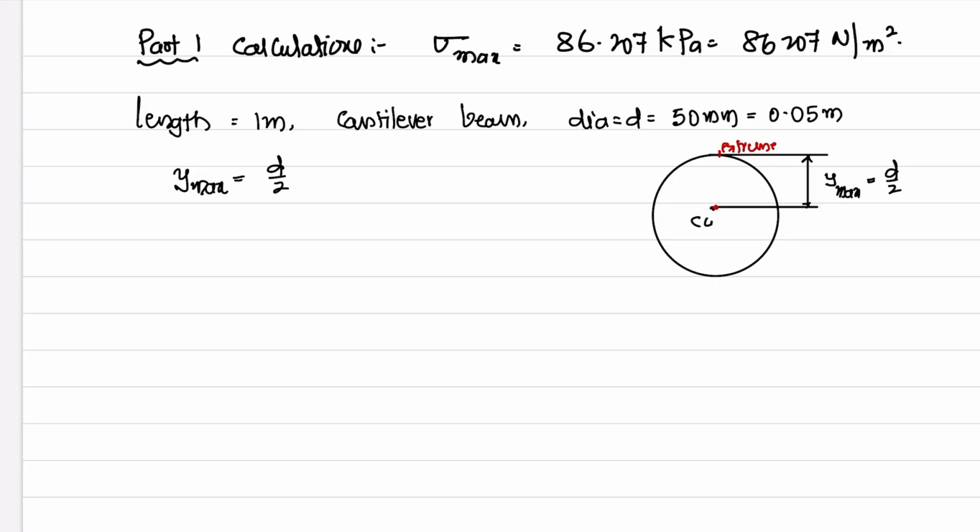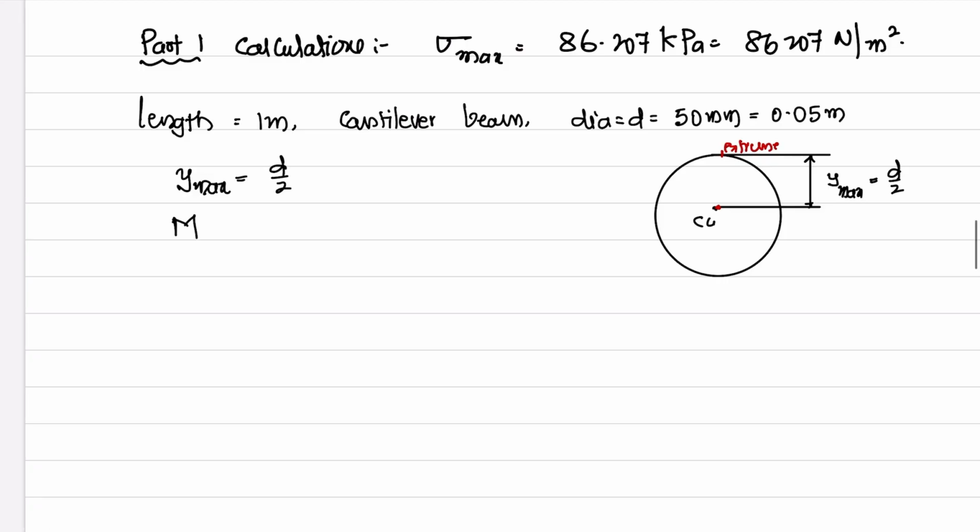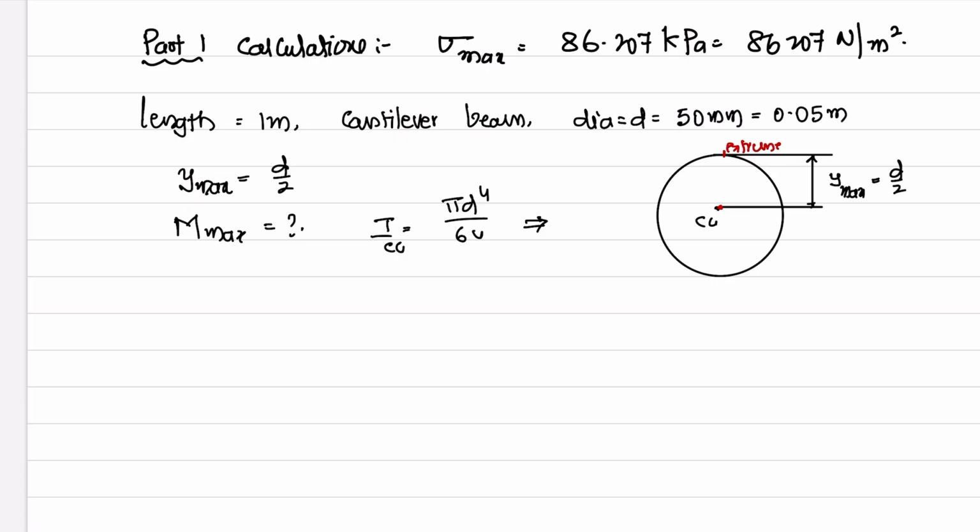Now, we have to find out M max. We have I is equal to ICG is equal to pi d to the power of 4 by 64. This is also a standard value given in the textbooks. You can derive it also. I have already discussed in almost 5 to 6 previous lectures how to calculate the moment of inertia about the center of gravity of a particular shape. Y max is equal to d by 2.